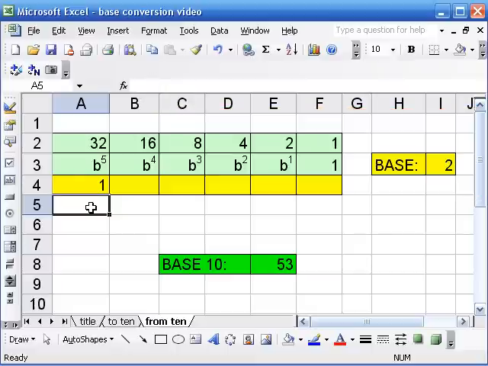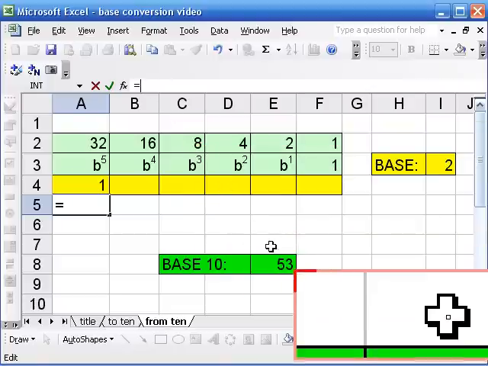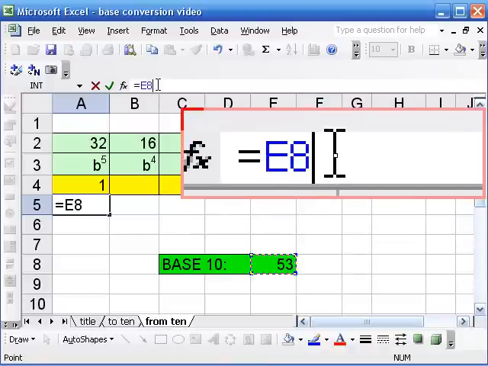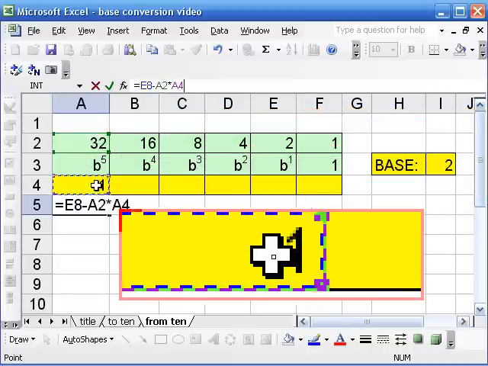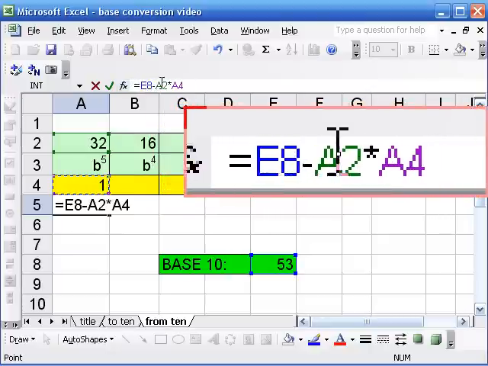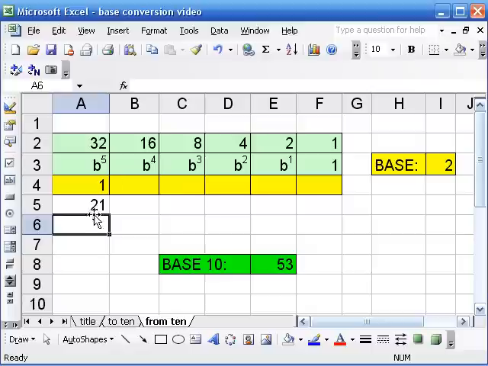And then what do we want here? Well, here we want what's left when we start with the base 10 number and we take away this times this. So we have the number minus the cell, the highest place, times the number we used for the base. Okay. All right, and that's just like it was before. And now we're ready to automate.